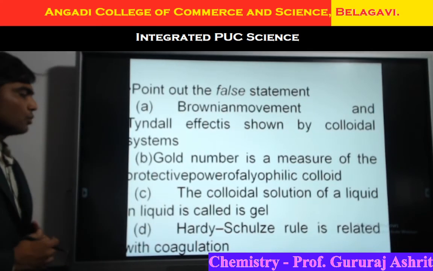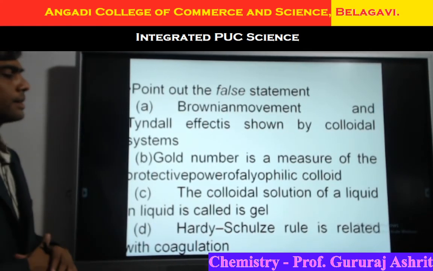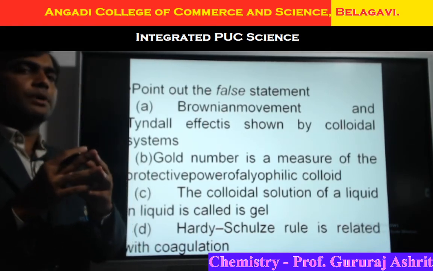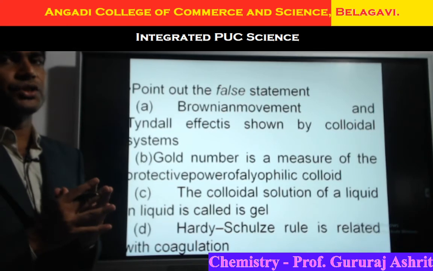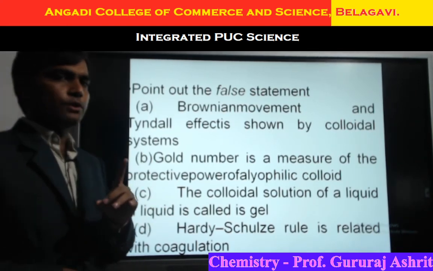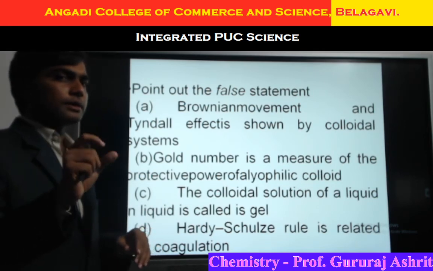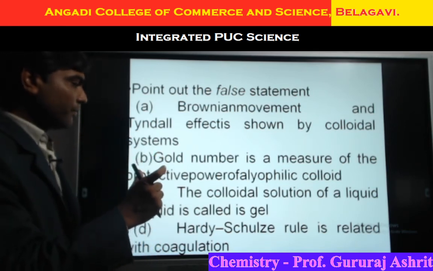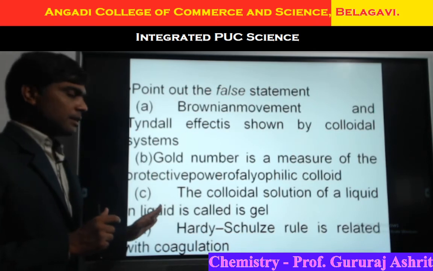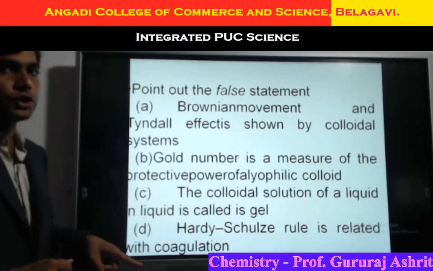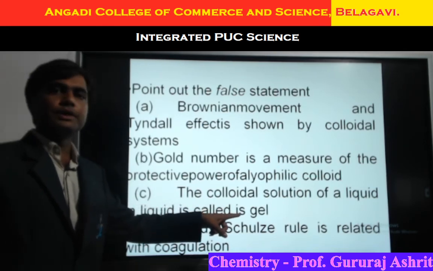The colloidal solution of liquid in liquid is called a gel. So already I told you dispersed phase, dispersion medium, remember all those 8 mixtures. And if you remember, one CET question or objective questions will be asked there. So what I want to tell you is that if the dispersed phase is liquid and the dispersion medium is liquid, it is called an emulsion, not a gel. Hence the third one is false.